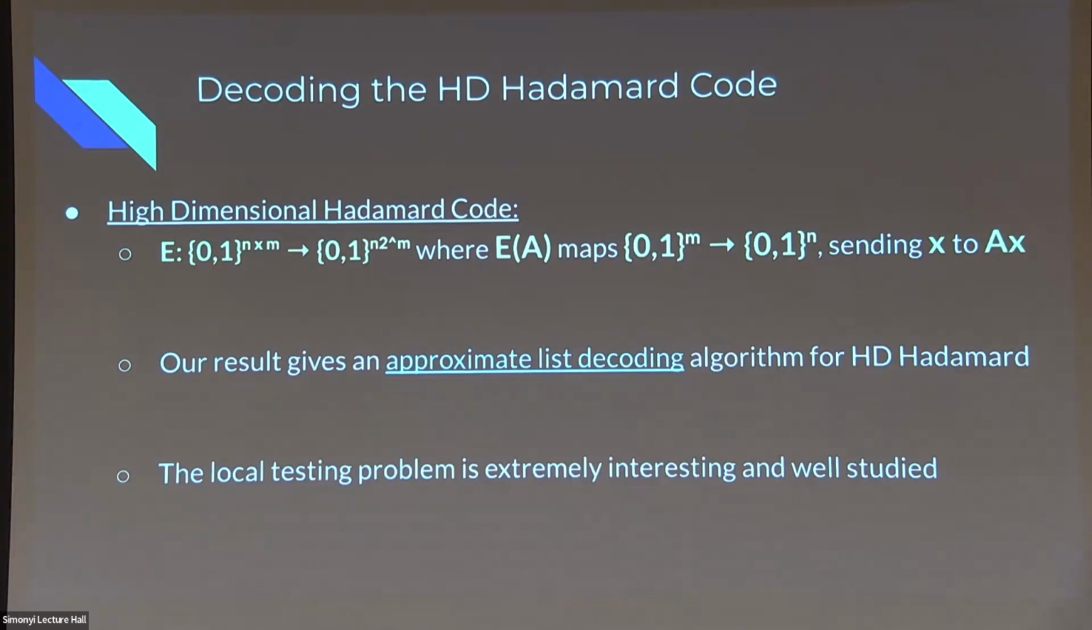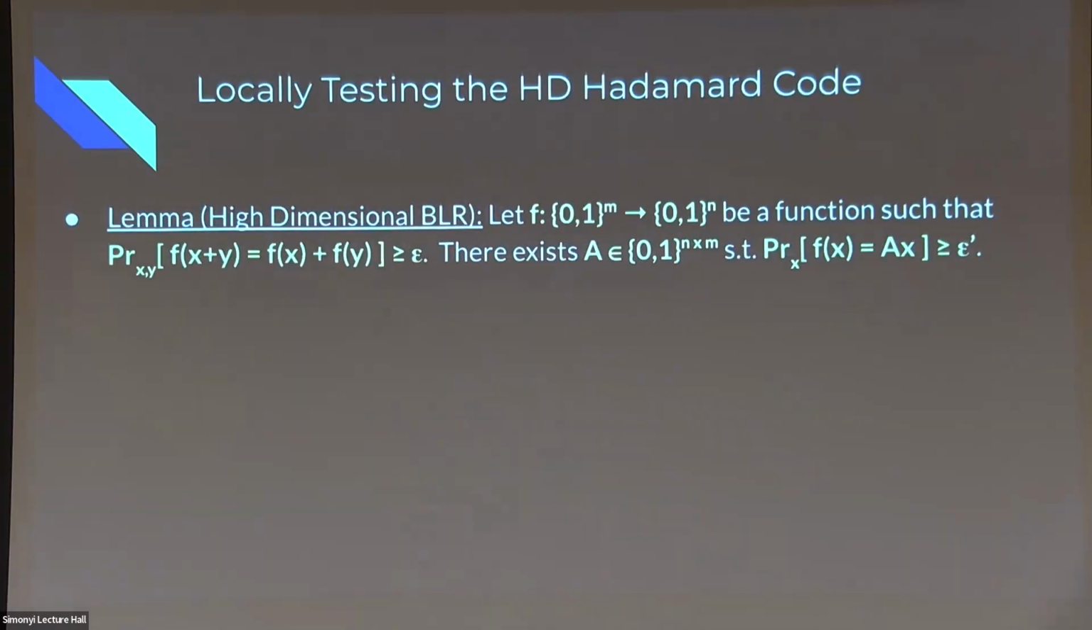Okay, and this is back to your question. I think it was your question about local testing for the high dimensional Hadamard. It's actually an extremely well-studied problem. This is Zhang's work, where you can try to prove a high dimensional version of the BLR theorem. You have some function with n bits of input, m bits of output, and some test passing probability, where if you choose a random x and y, the chance that f(x+y) equals f(x)+f(y) is at least epsilon, for some epsilon that's small but bigger than 2 to the negative n.